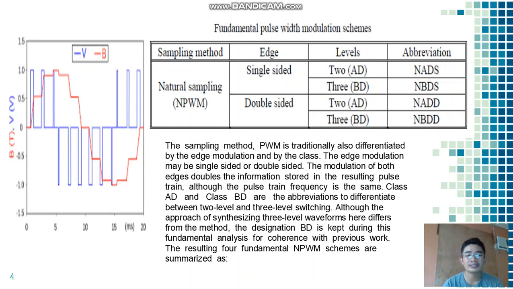Although the approach of synthesizing the three-level waveform here differs from the earlier method, the designation of BD is kept during the fundamental analysis for coherence with previous work, and the resulting four fundamental PWM schemes are summarized. This is how the table summarizes.